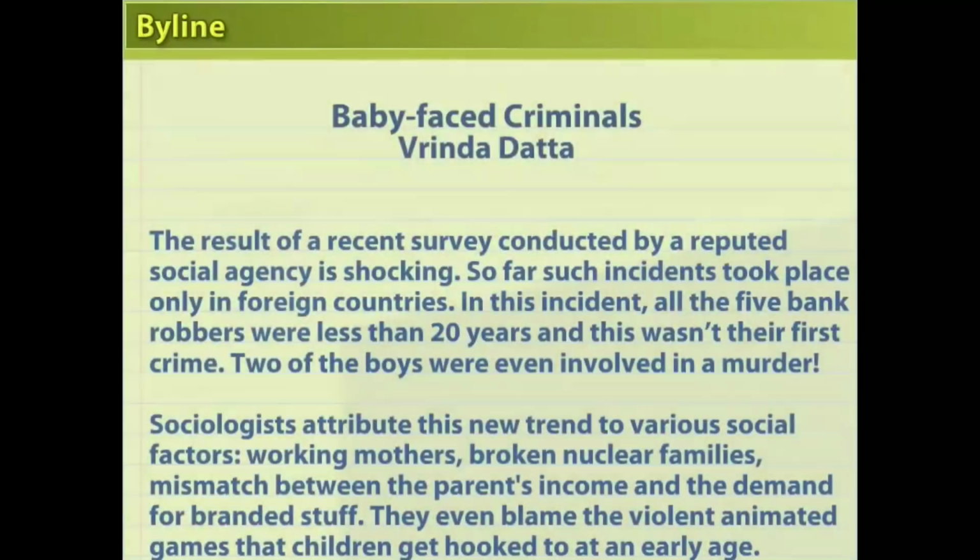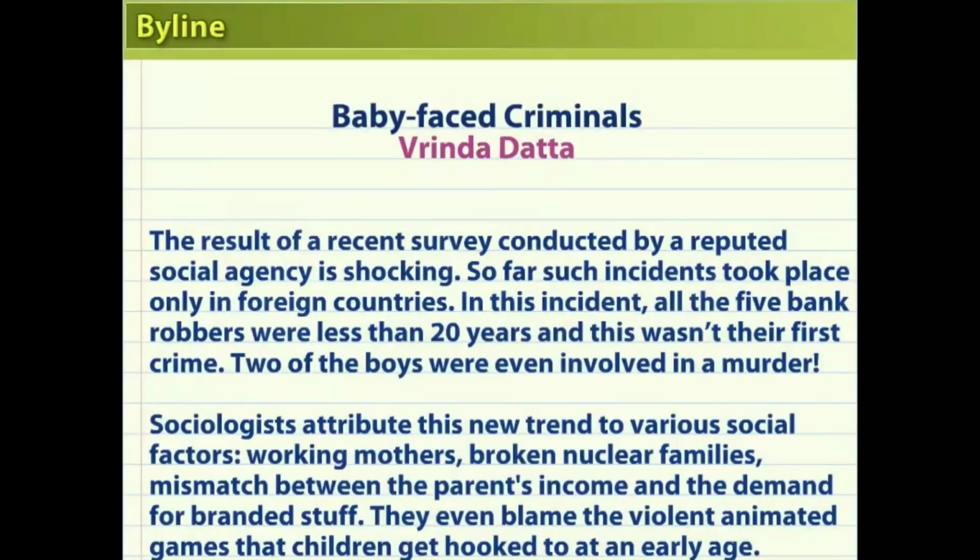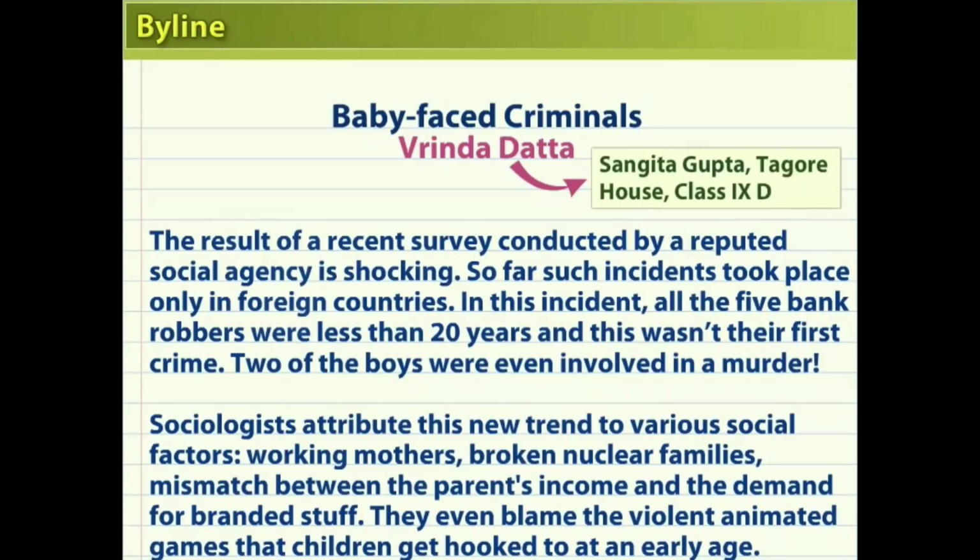Byline. The byline appears right below the title of the article. It includes the name of the writer. If the article is written for the school magazine, the byline will include the class or even the house of the writer. For example, Sagar Rohatgi, Meenu Gupta, 12th, Sangeeta Gupta, Tagore House, class 9th D.